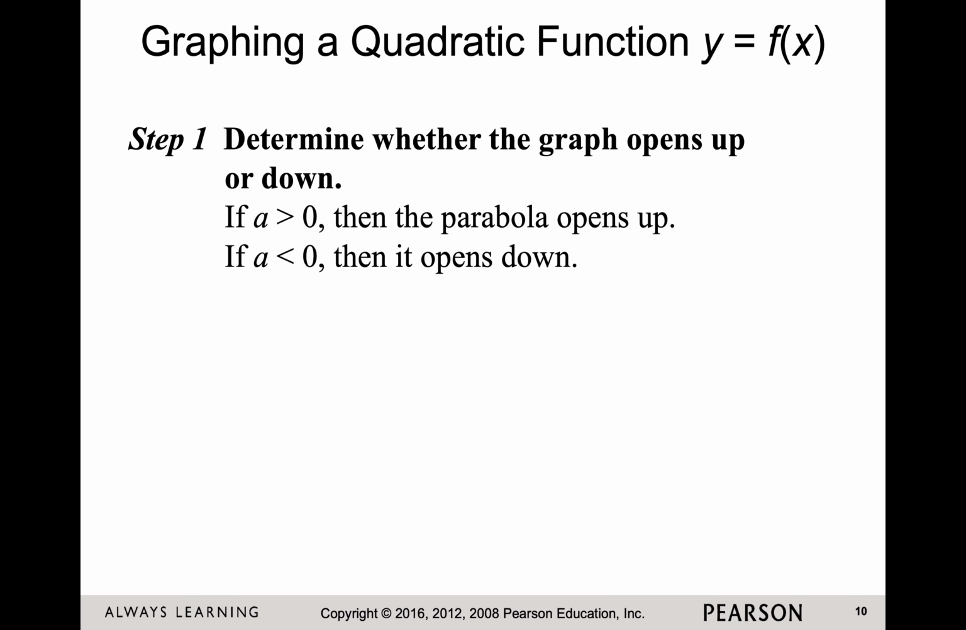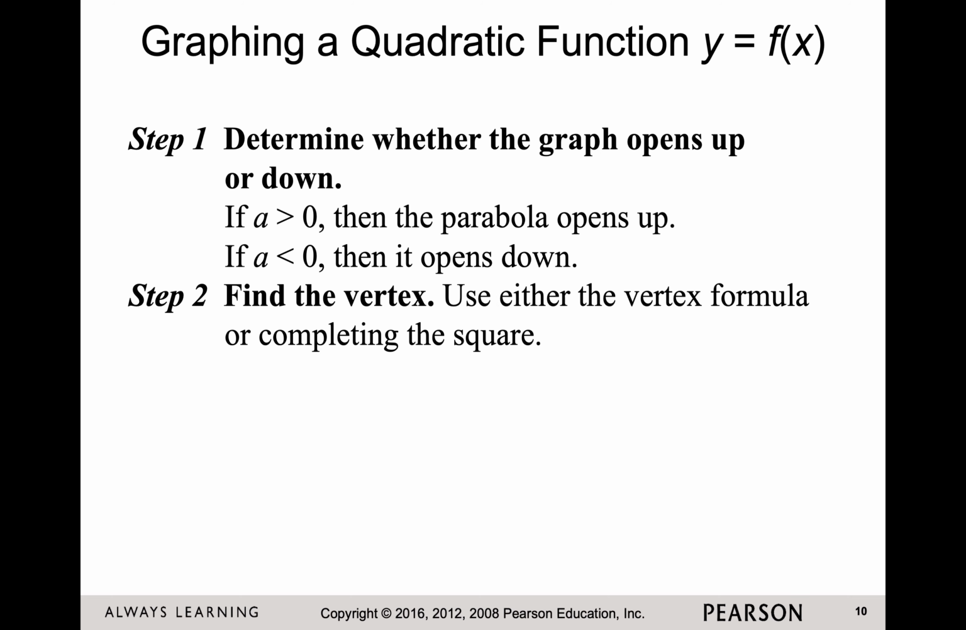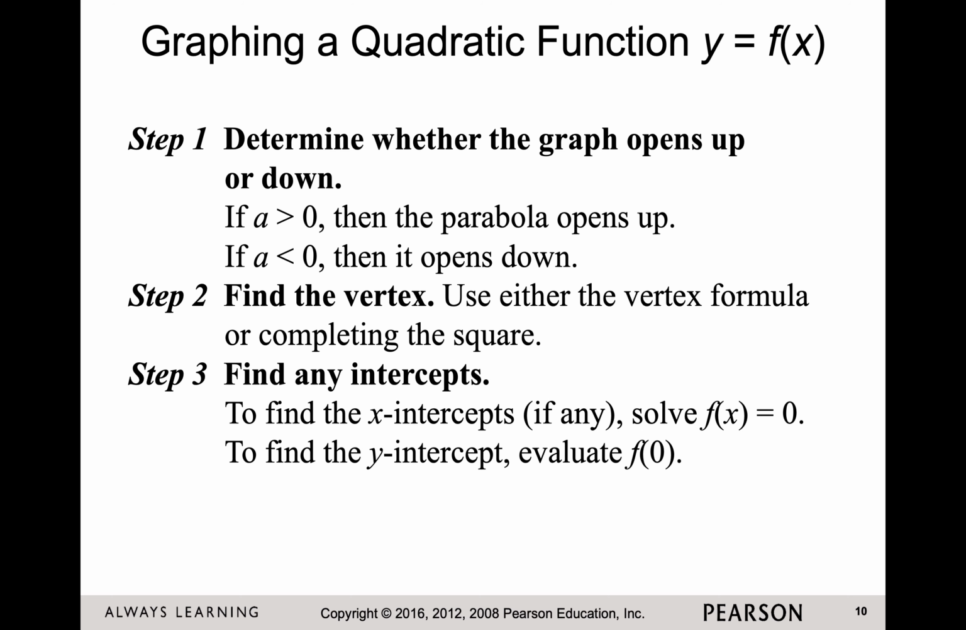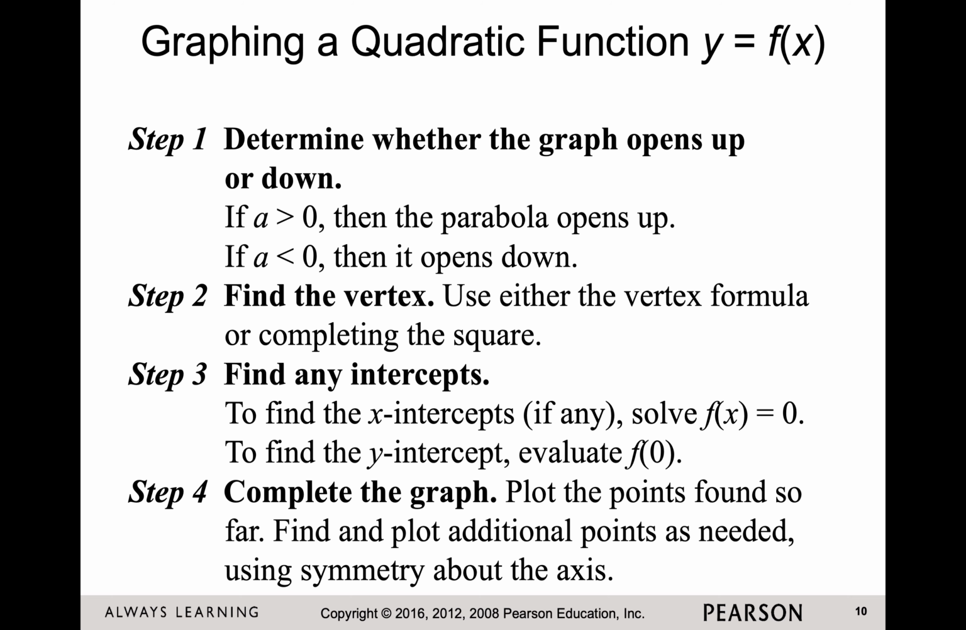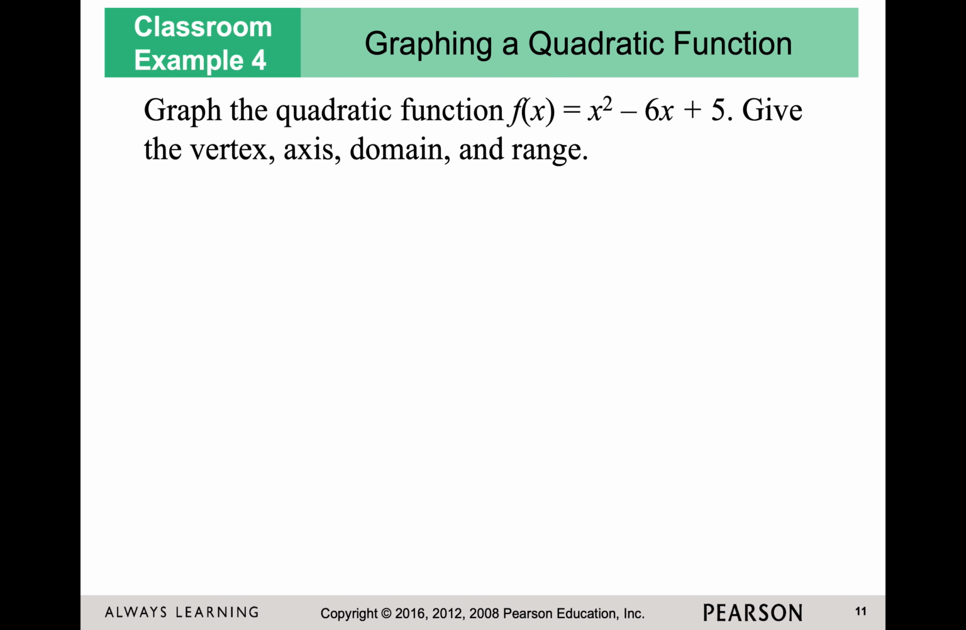So to graph a quadratic function, we've kind of already looked at that in the previous section, but let's just define it. If the value in front of x squared is positive, it's going to open up. If it's negative, it's going to open down. So to find the vertex, I, again, think the vertex formula is the best way, I promise. Then we're going to find any intercepts by solving for where the equation equals 0 and plugging in 0. Then we're going to connect the dots and create a graph. So let's look at what this looks like.